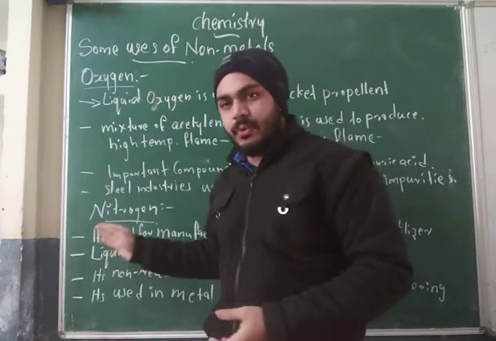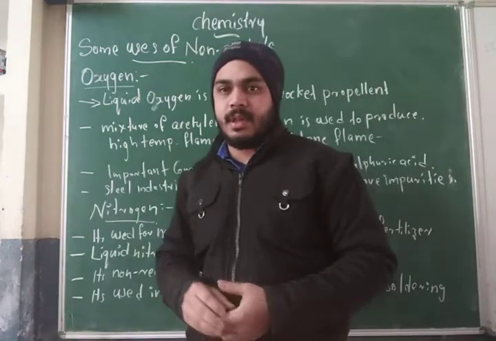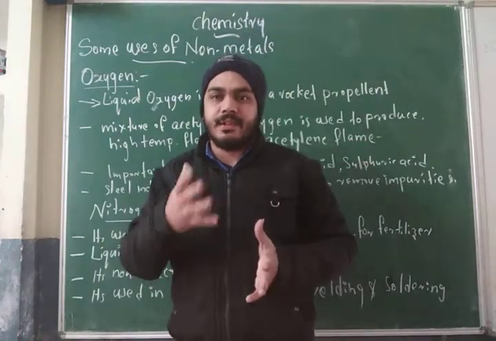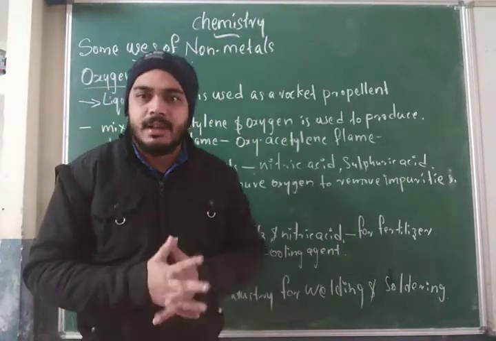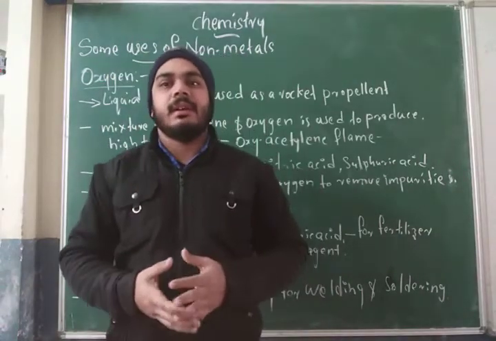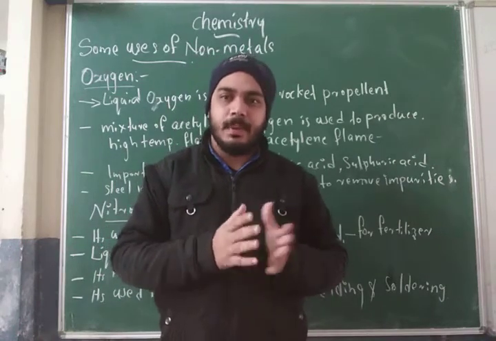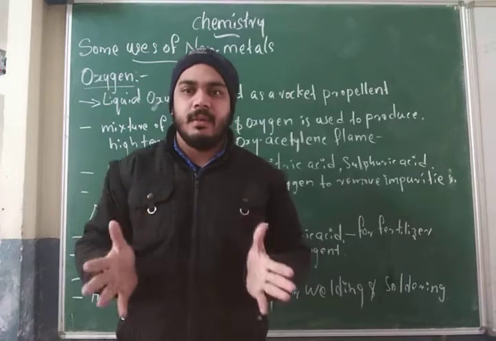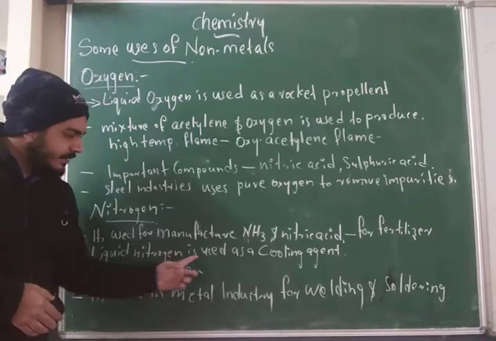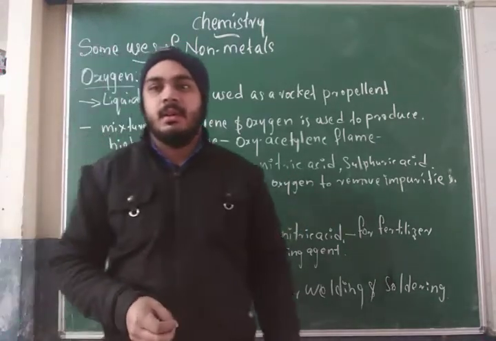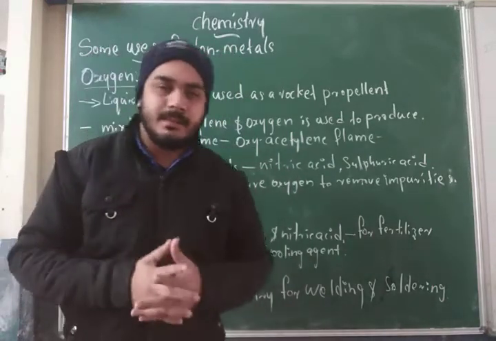And next, a few uses are given here. The first one, it is used for manufacturing ammonia and nitric acid for the manufacturing of fertilizers. Fertilizers are very important for plants for better growth and better yield. And next one, liquid nitrogen is used as a cooling agent in refrigeration for cooling substances.